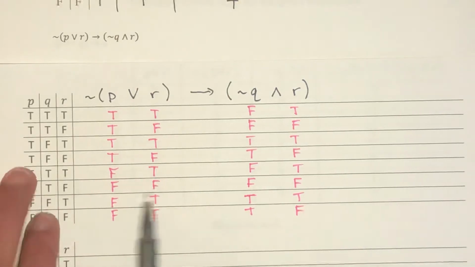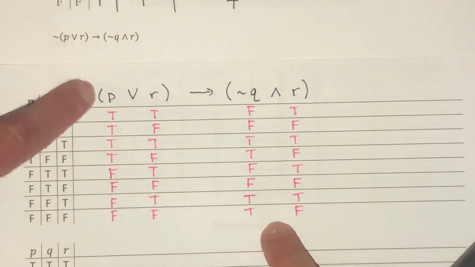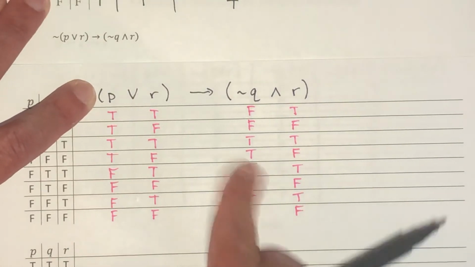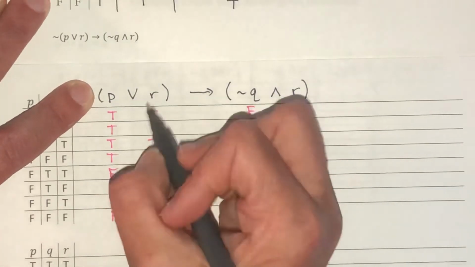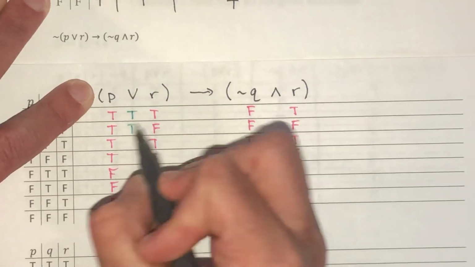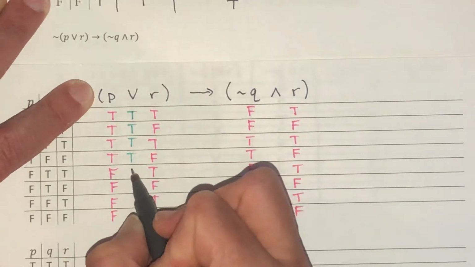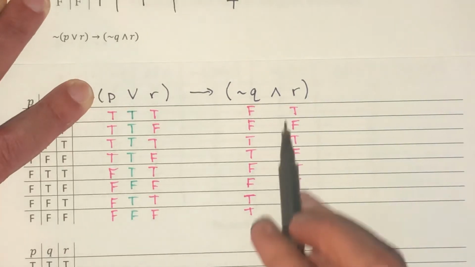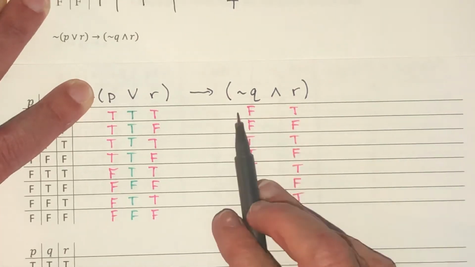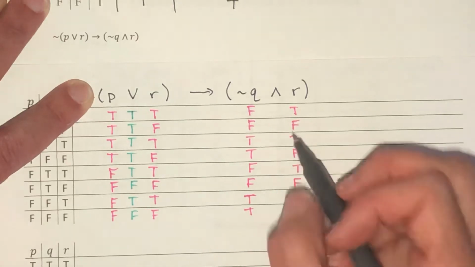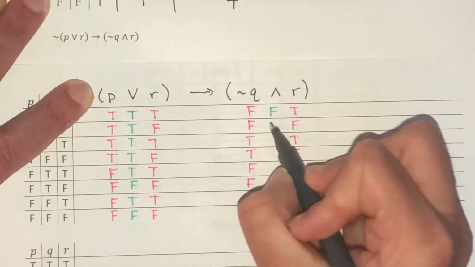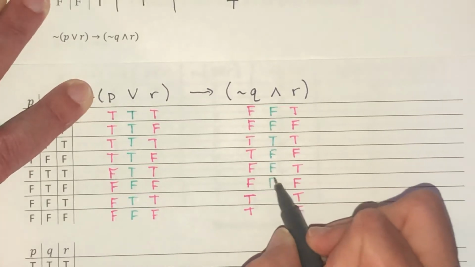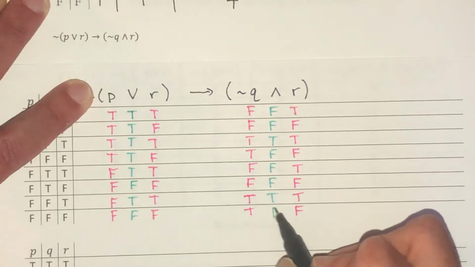Now I'm going to take care of the inside of the parentheses here. I still haven't dealt with this not, but this is an OR statement, so as long as I have a true, the parentheses is going to be true. So this is true, true, true, true, true, false, true, and false. And here, this is an and. I need both of them to be true in order to be true. False, false, true, false, false, false, true, and false.